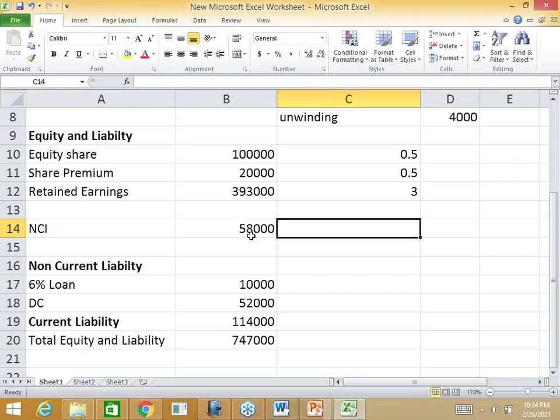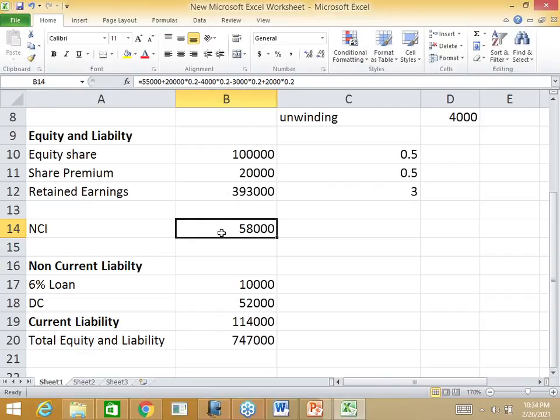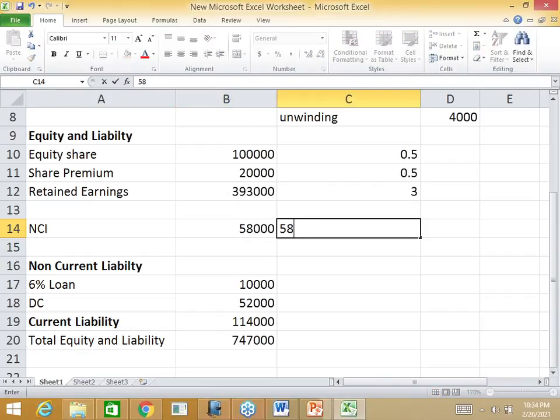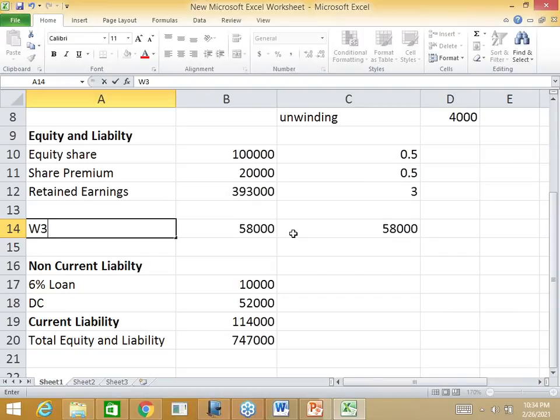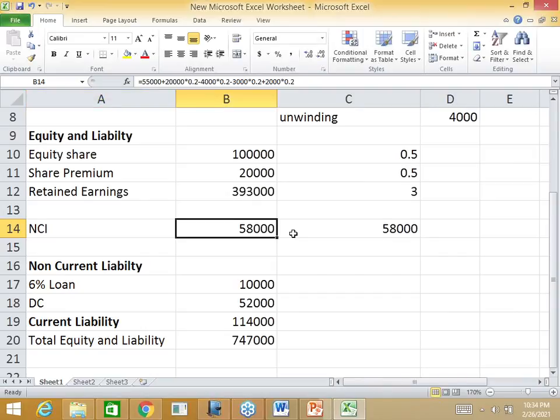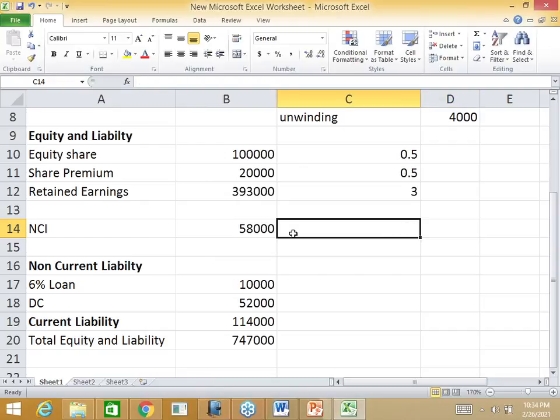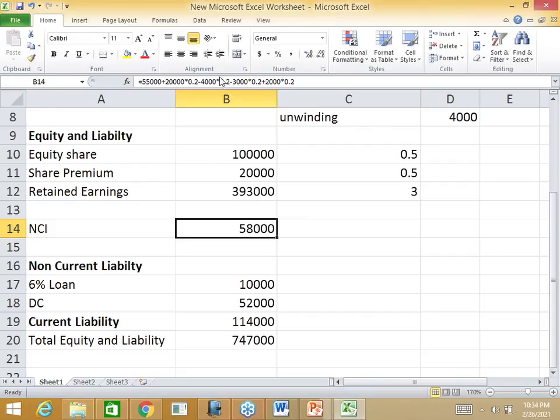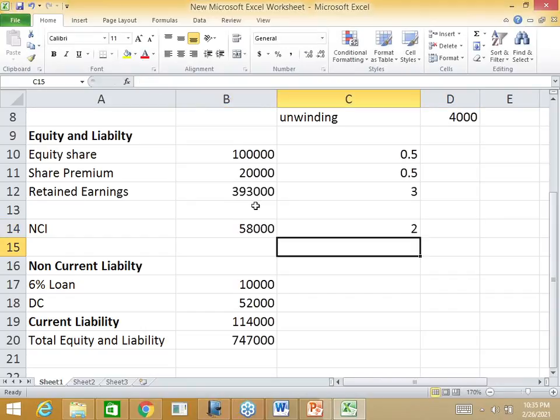What about NCI? When he clicks on this, there will be a detailed working for the NCI. Remember this point: if you punch just 58,000 directly without any reference, even if you write "see working 2, go to and see working 2", the examiner will give you 0 marks. So don't punch in the values that you have calculated. Either it could be a cell reference or there must be a detailed working shown here. So the working is perfect. You will get 2 marks from there.